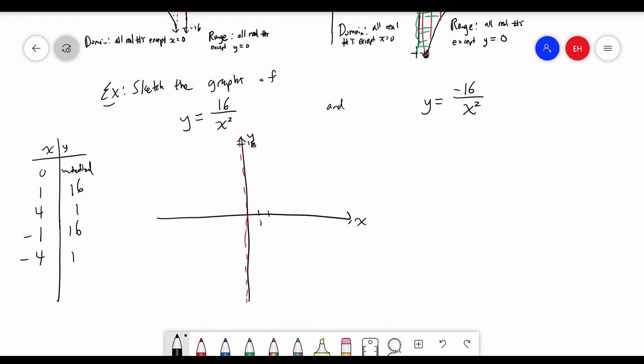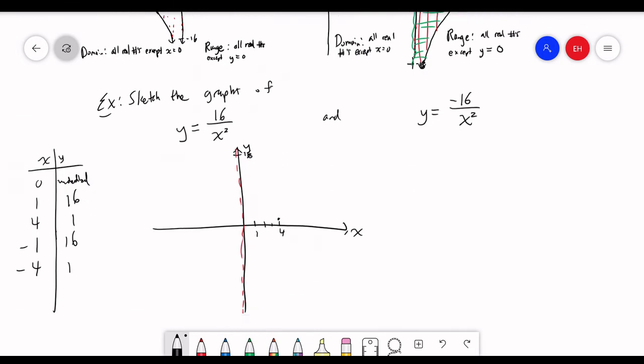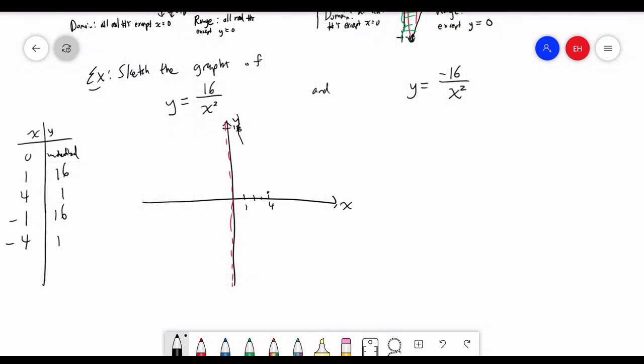So we have that vertical asymptote again, that dashed vertical line that goes through 0, and then I have the point (1, 16), and I have the point (4, 1). So if I connect those, it's going to look something like that. And then on the negative side of the graph with the negative inputs, negative 1 gives me 16, and negative 4 gives me 1. So that should be enough. Just going to connect those, and I get the sketch of the graph here.